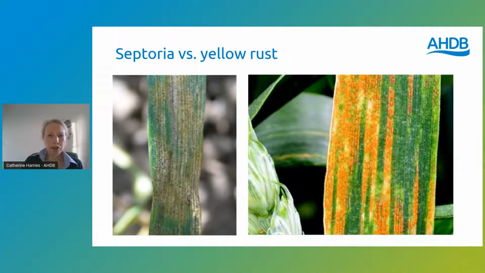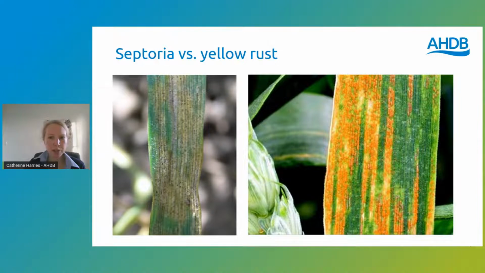So it can be very difficult to distinguish between septoria and old yellow rust symptoms, and often you need to visit the trial or crop regularly throughout the season to be sure what the disease is. And that's because old yellow rust tends to produce a necrotic, dead and brown area of the leaf, just like septoria does. But there are some characteristic features of these two diseases that enable us to distinguish them.